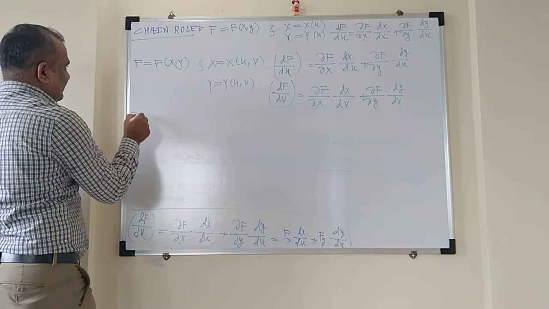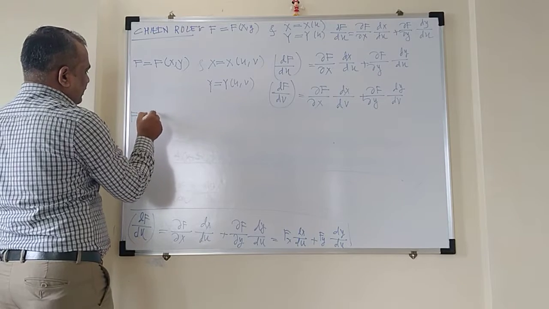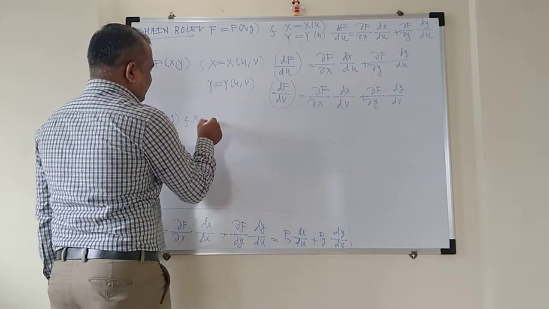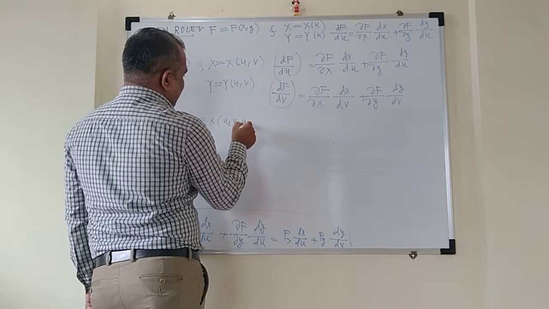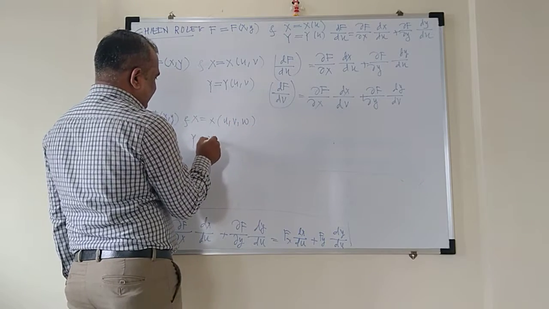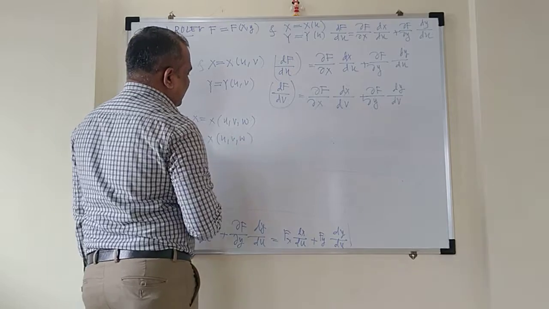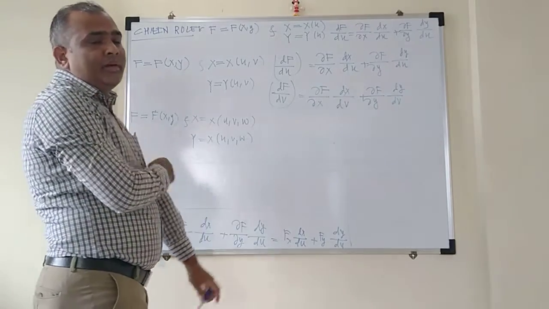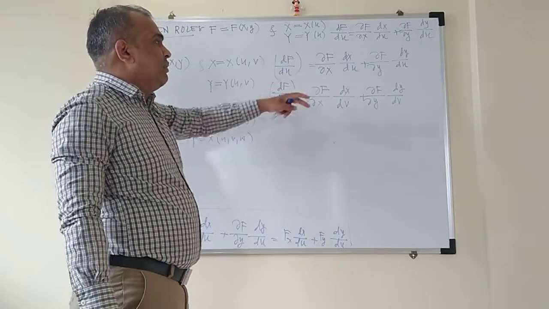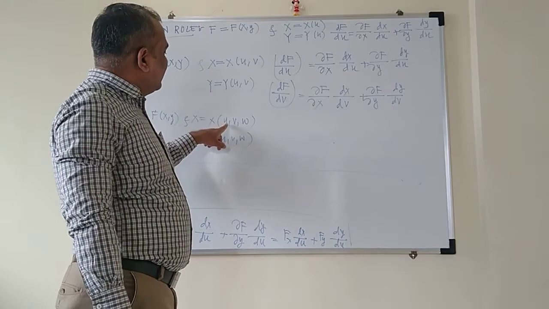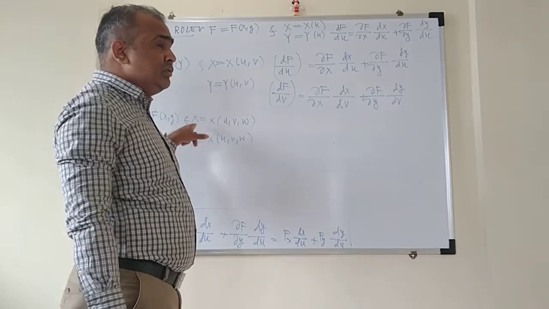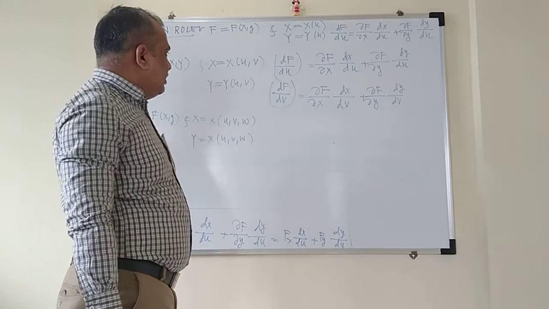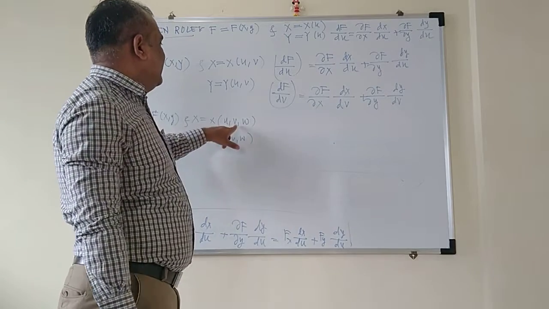If f is a function of two independent variables x and y, but x is a function of three independent variables u, v and w, and y is also a function of three independent variables u, v and w, then what will be the change and how many equations will you get by chain rule? You will get three different equations, because x and y are again functions of three independent variables u, v and w, and therefore you should differentiate your function with respect to three independent variables.